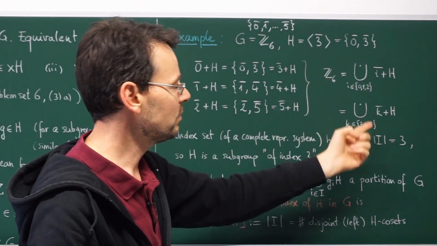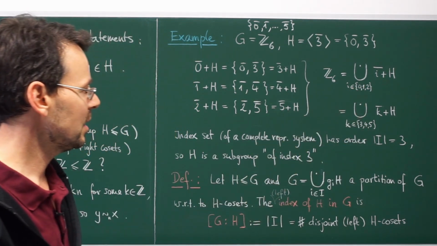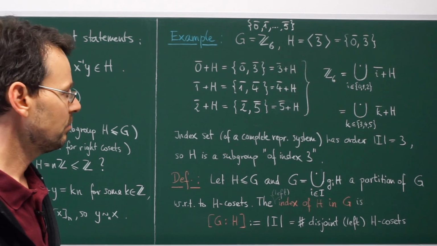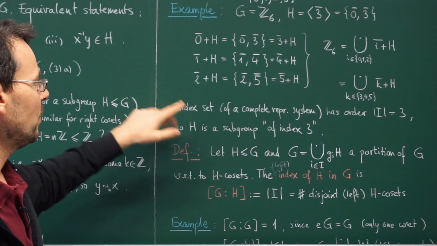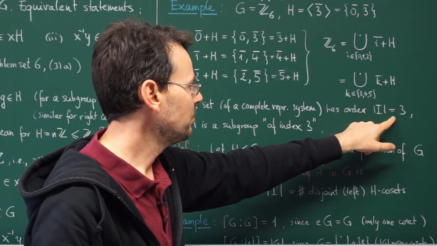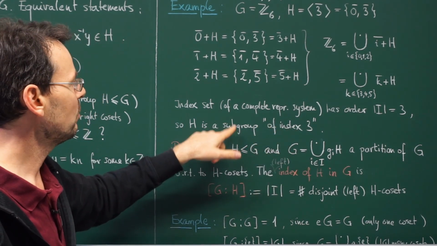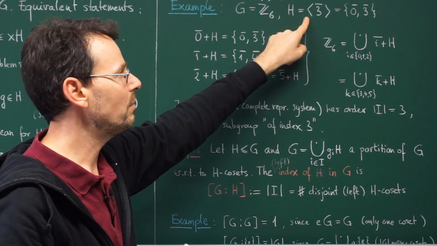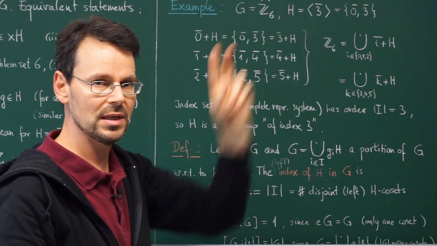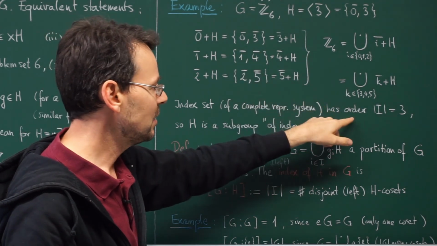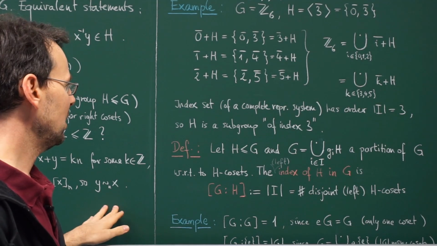So those are 2 different partitions, but the index set in both instances has order 3, because of course we have the same sets here. And now the order of the index set, in this case 3, is called the index of the subgroup. So this here would be a subgroup of index 3. The order of the subgroup is 2, it has 2 elements, but the number of disjoint cosets is 3, and this is what is called the index.